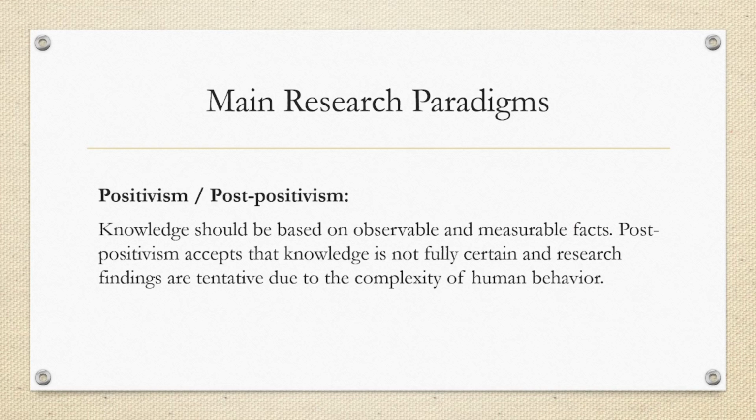Positivism and post-positivism. The first paradigm is positivism. Positivism argues that knowledge should be based on observable and measurable facts. Researchers using this approach rely heavily on scientific observation and empirical evidence. However, post-positivism recognizes that knowledge may not always be completely certain, especially when studying complex human behavior and social realities.